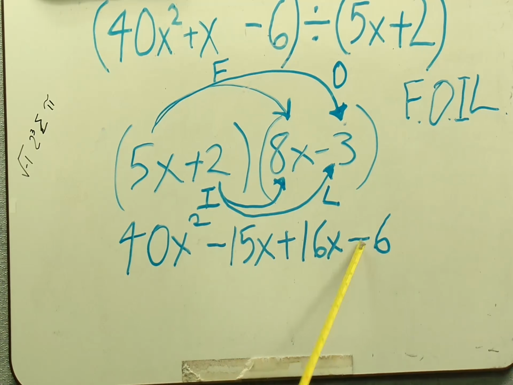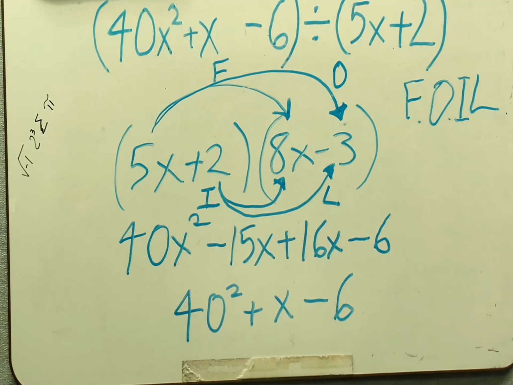Now we combine like terms. The 40x squared, there is not a like term. There is a like term with the negative 15x and the positive 16x, so we're going to combine them, and we're going to get a positive 1x, or simply x. And there you have the original answer, or where we started from. So we see that the 8x minus 3 is the answer when we long divide the 40x squared plus x minus 6 by 5x plus 2.